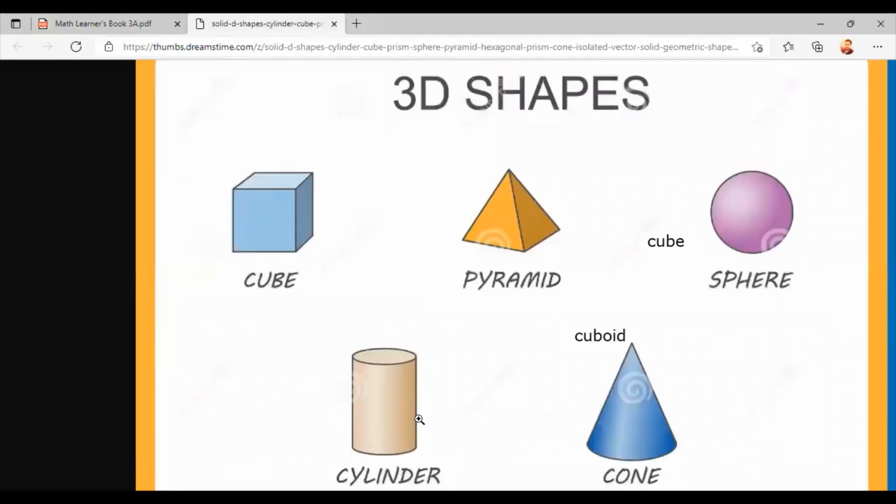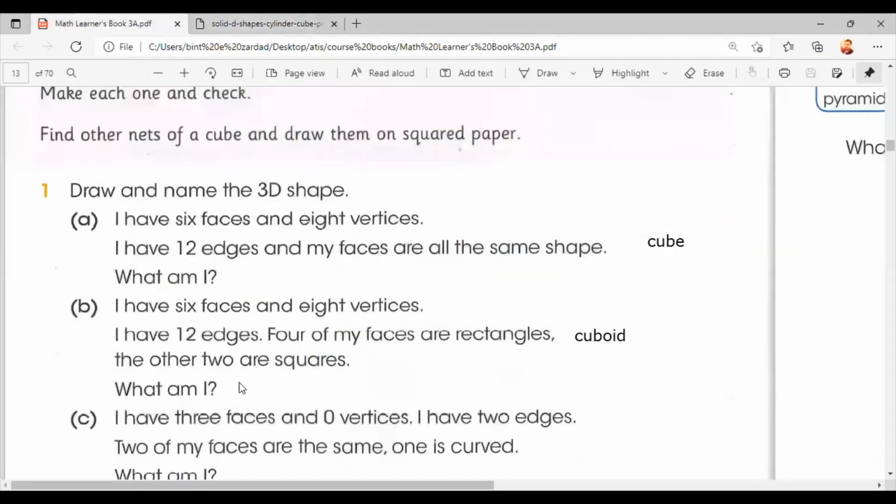There are 2 faces, 2 edges, and there is no vertex, no corner, 0 vertices. So it is a cylinder. And there are 3 faces, 1 up, 1 down, and 1 in front. So it is a cylinder.